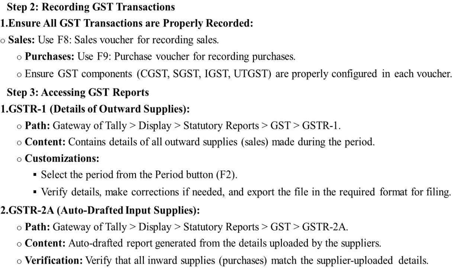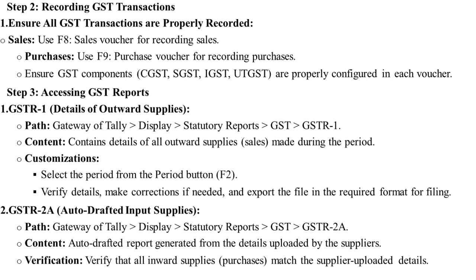Step 3. Accessing GST reports. 1. GSTR1, details of outward supplies. Path: Gateway of Tally, Display, Statutory Reports, GSTR1. Content: contains details of all outward supplies, sales, made during the period. Customizations: select the period from the period button, F2. Verify details, make corrections if needed, and export the file in the required format for filing.